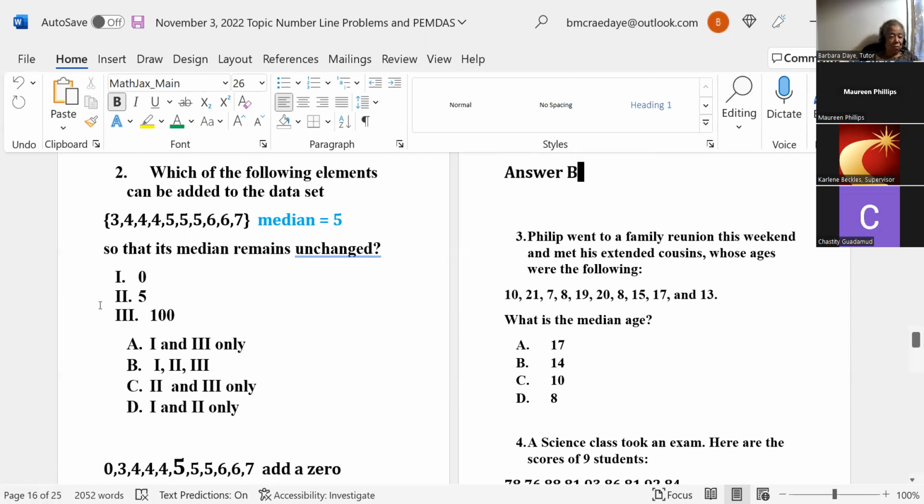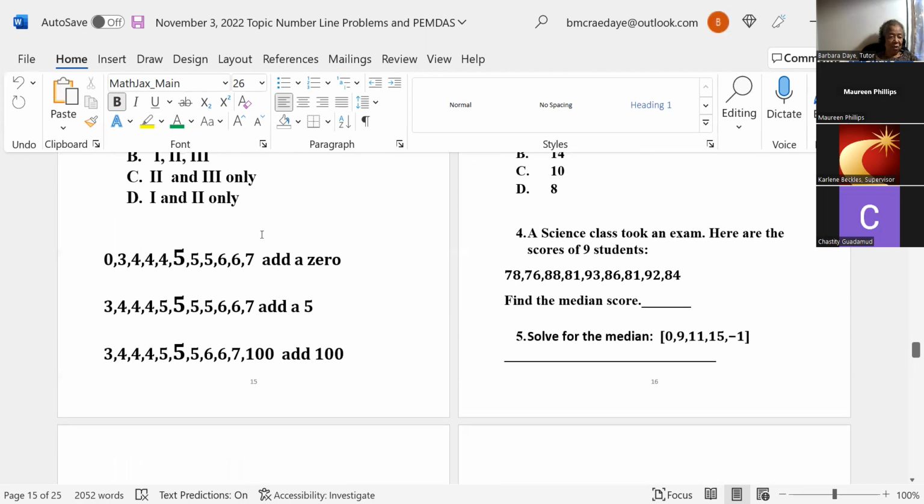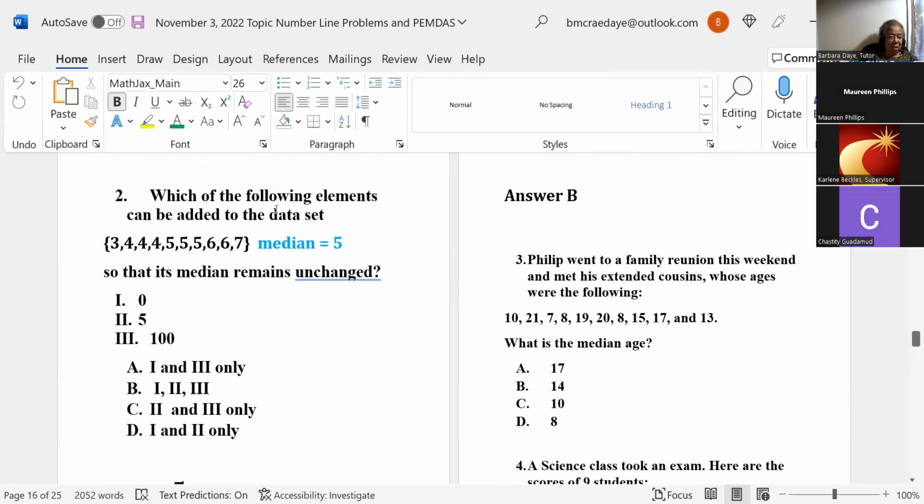So you could be given problems like this where you ask which one of the items you add would change the median, or which item you take away would change the median. So we just took all of them, added the 0, added the 5, added the 100. In each case, the median is sitting right there in the middle, 5. Just like it was up here, 5.